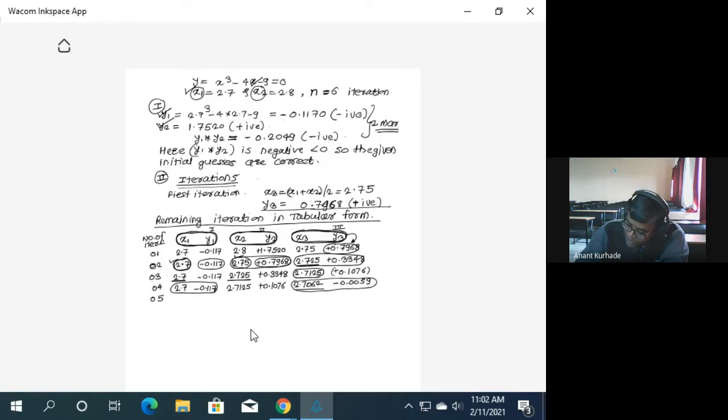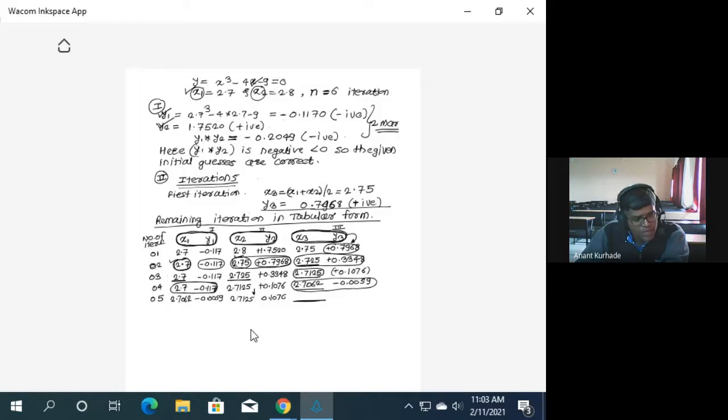This y1 is minus. So instead of writing as it is, put here 2.7062 and minus 0.0059, and this one is as it is, 2.7125 and 0.1076. How can you calculate x3? Tell me how you can calculate x3. So 2.7062 plus 2.7125 divided by 2.